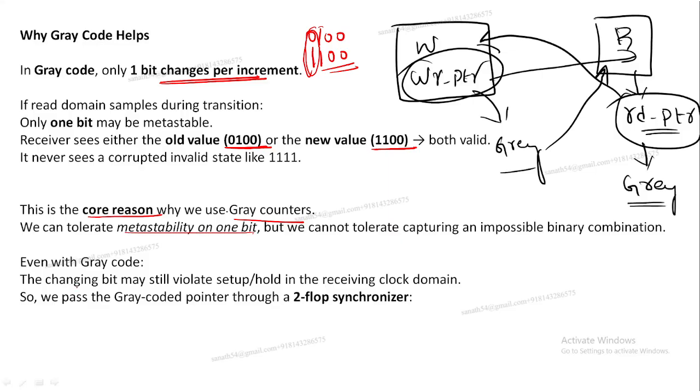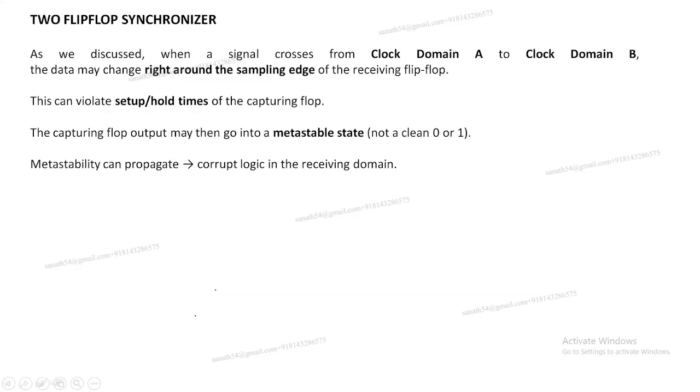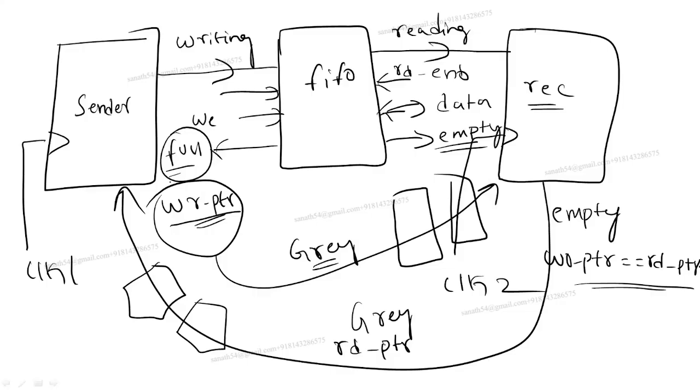Even with gray code, we can pass the gray code pointer through the flip flop synchronizers also. That will allow the gray code through the 2-bit synchronizers. So that is about the 2-bit synchronizers. I told you all those things.